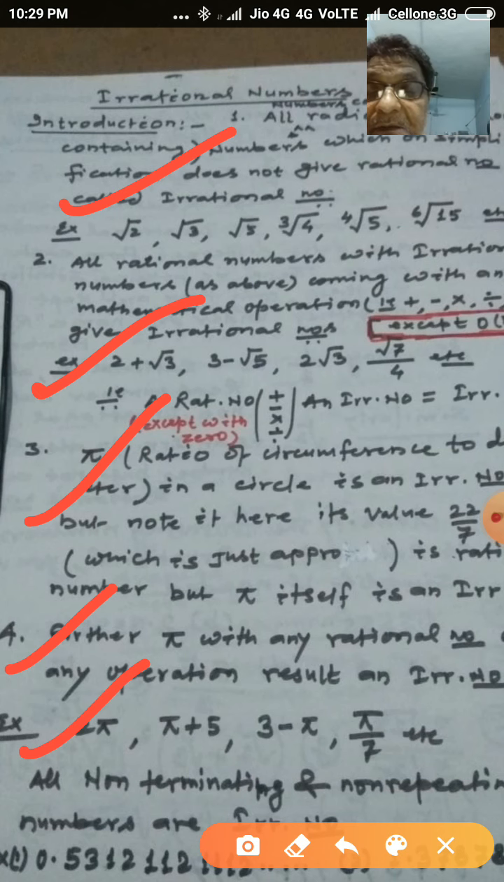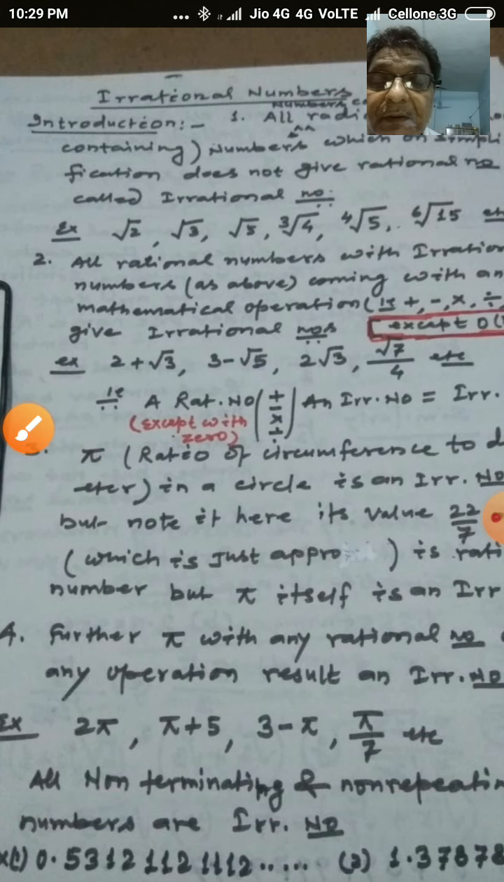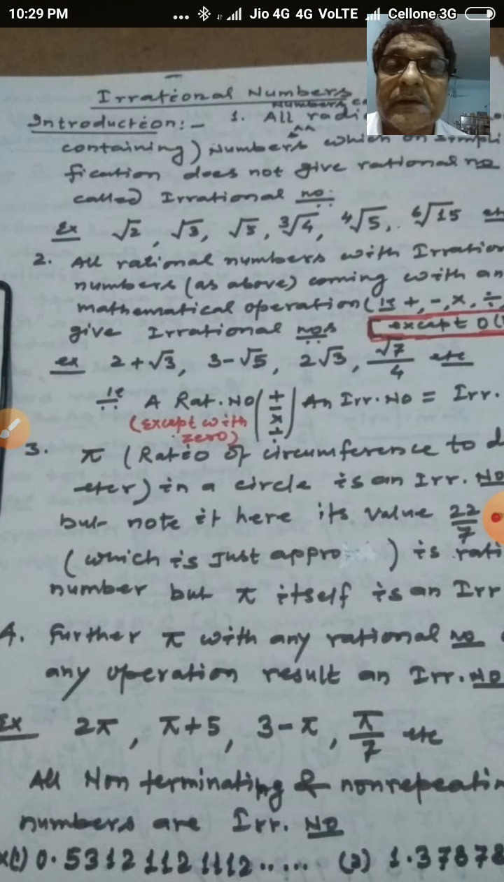And next is all non-terminating and non-repeating decimal numbers. In the case of decimal numbers, if there is dot dot dot, which indicates non-terminating nature, and if you see the digits after the decimal, never does repetition occur, such numbers are called irrational numbers.